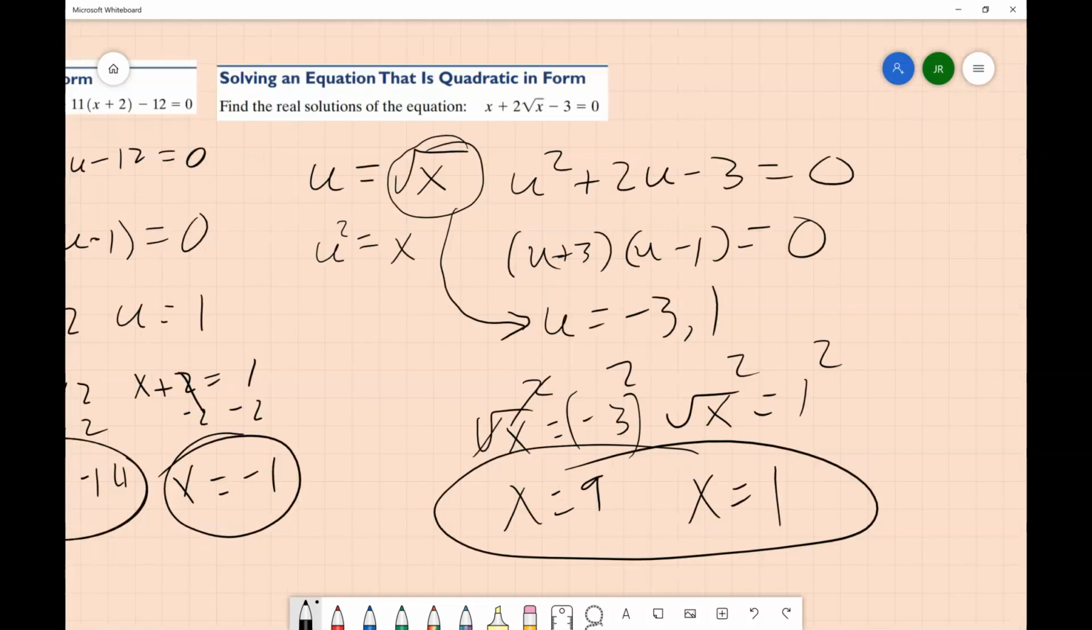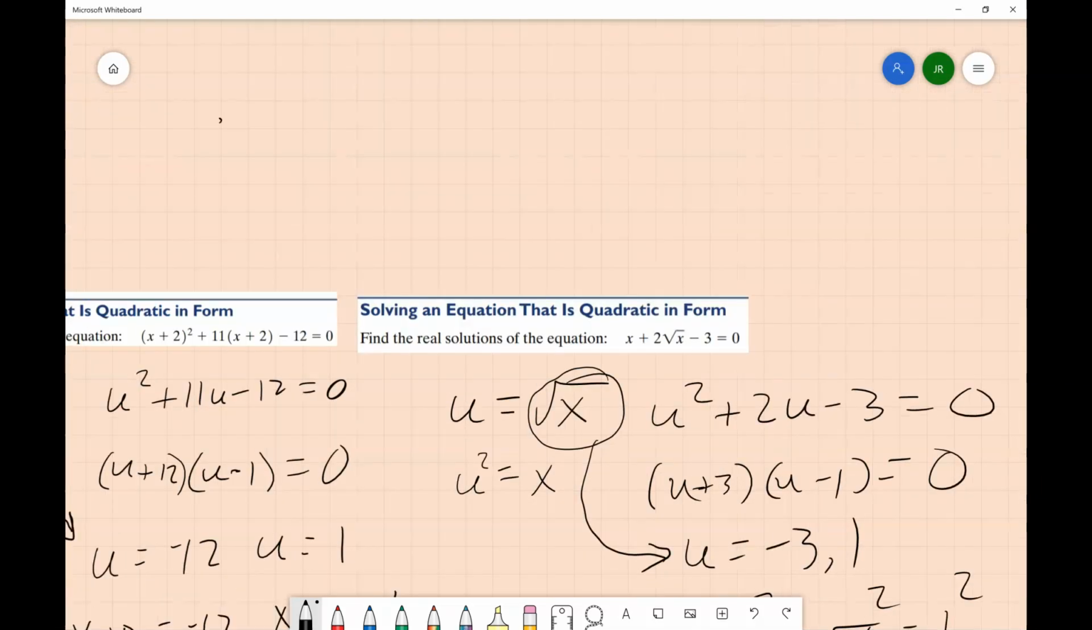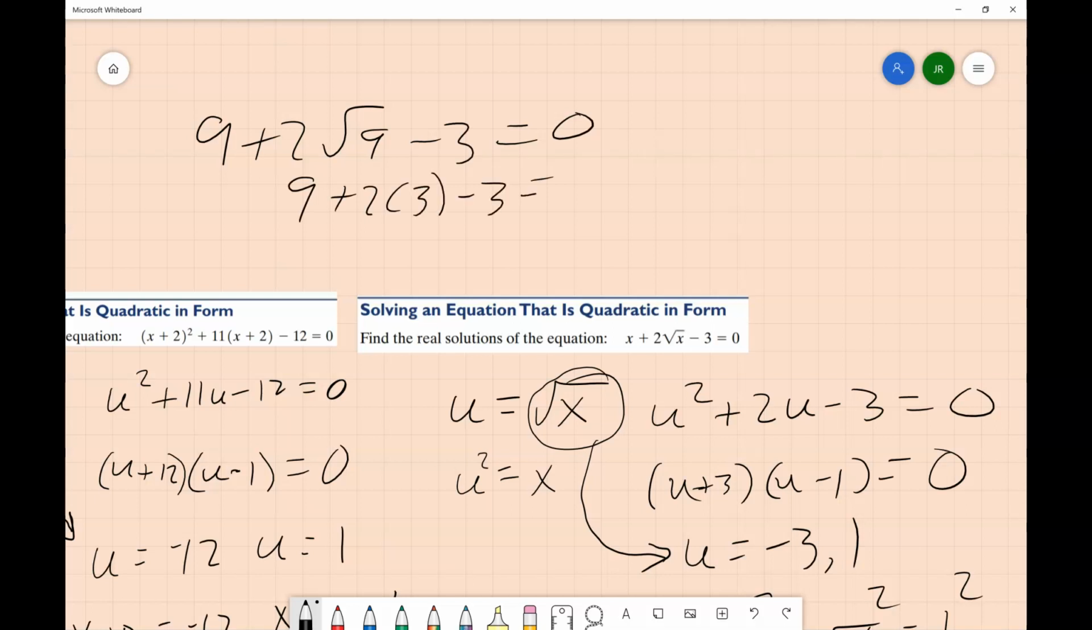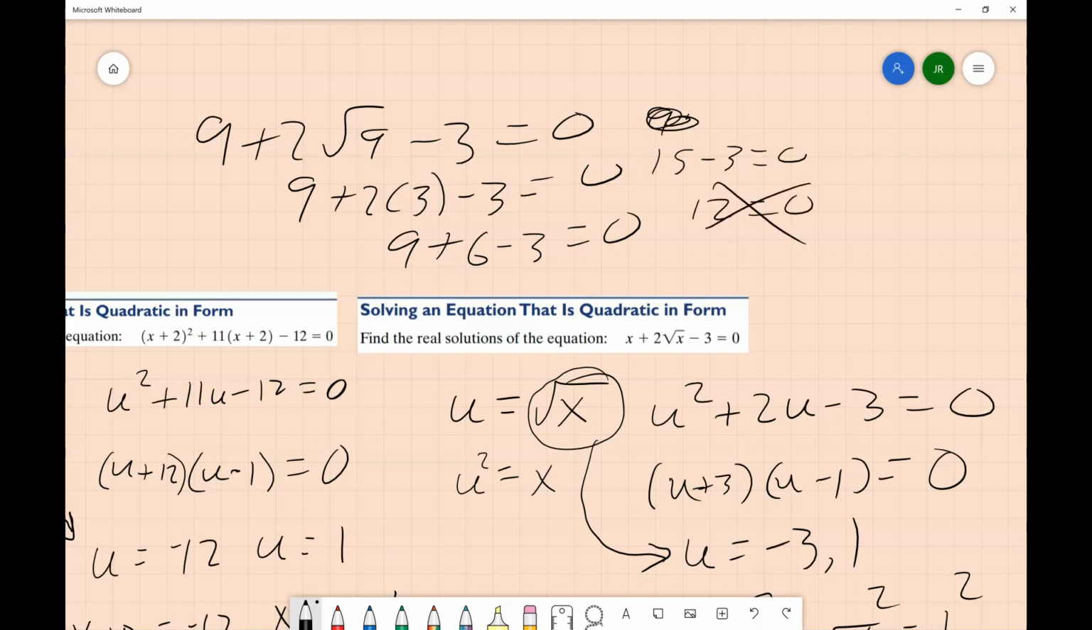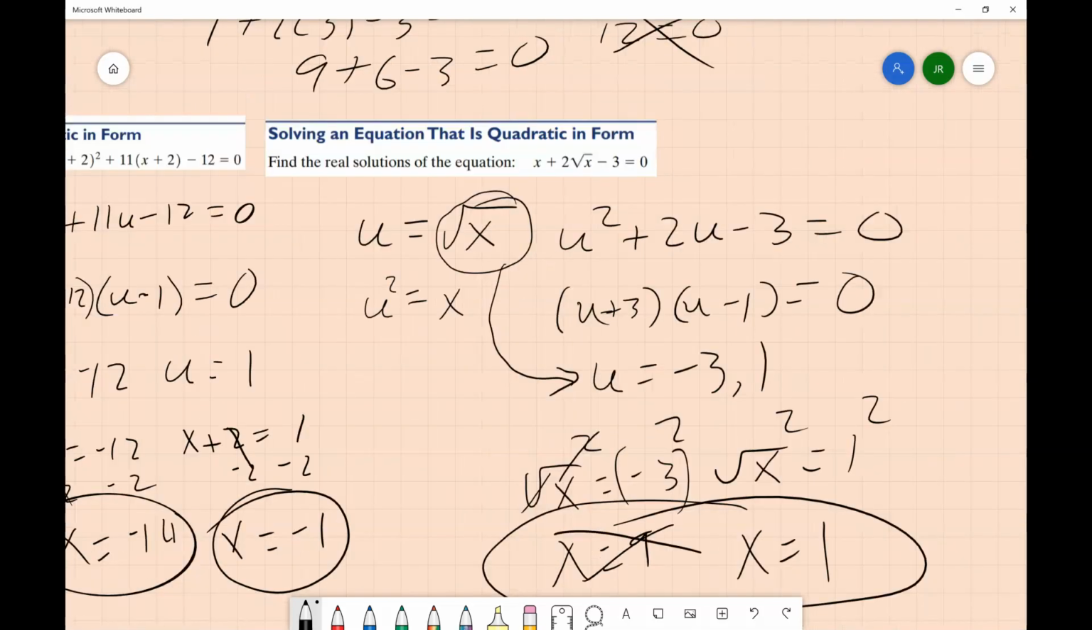What do we get? We get 9 and 1. So let's see. 9 plus 2 times the square root of 9, minus 3 equals 0. 9 plus 2 times 3 equals 0. 9 plus 6 minus 3 equals 0. That's going to be 15 minus 3 equals 0. That's definitely not going to work. 12 does not equal 0. So 9 is not truly a good solution.